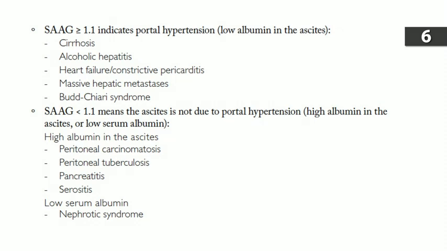If the SAG is less than 1.1, that means the ascites is not due to portal hypertension. Either you have high albumin in the ascites from peritoneal carcinomatosis, for instance, ovarian cancer often causes ascites, or from TB or pancreatitis, or you could have a low serum albumin from something like nephrotic syndrome.